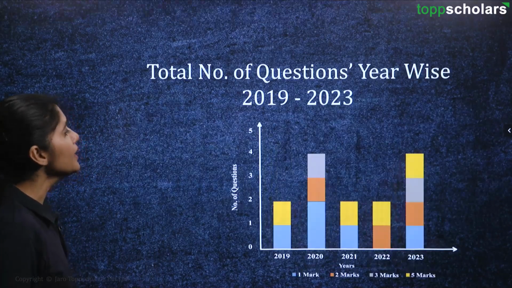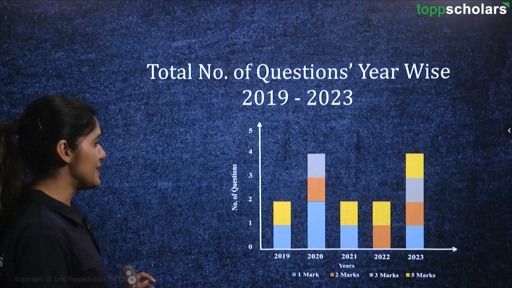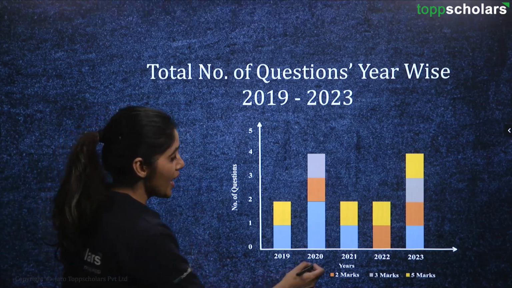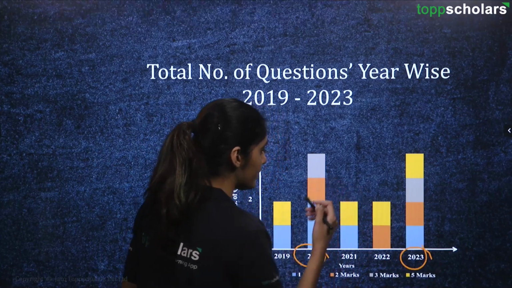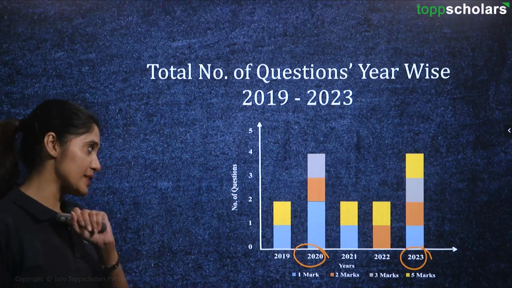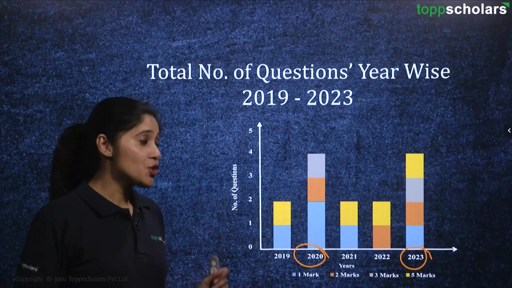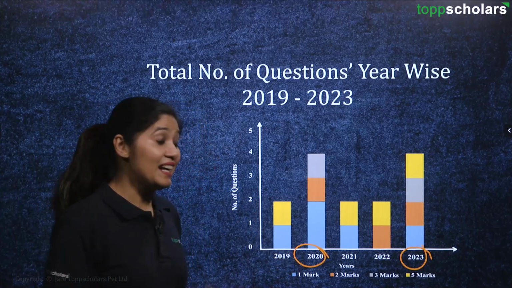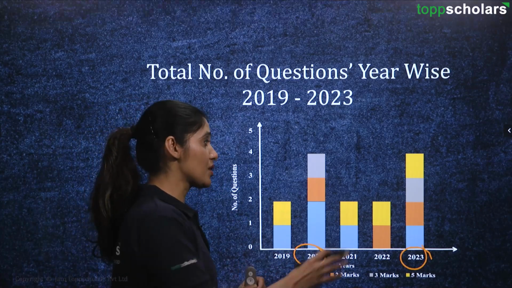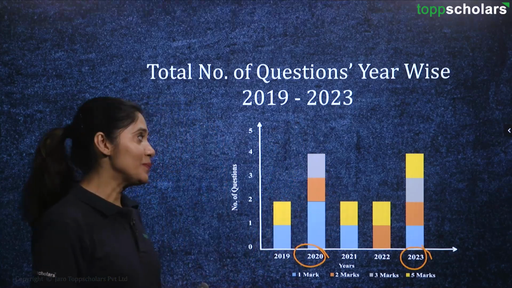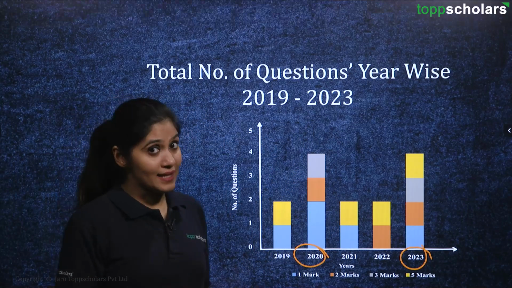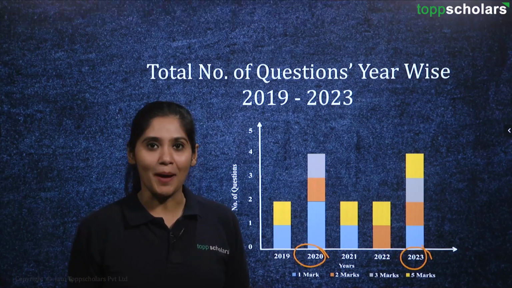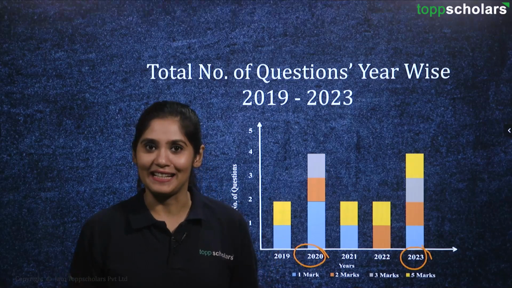Now, if we see it in a graphical representation, we can see that the maximum number of questions, four, came in 2020 and 23, and we had at least 2 questions every year, right? So this is actually a very important chapter, and you can see that we have a 5 marks question in 4 years, right? So we will be discussing those questions and we will make sure you're better prepared in this chapter, like all the other chapters we have discussed so far.